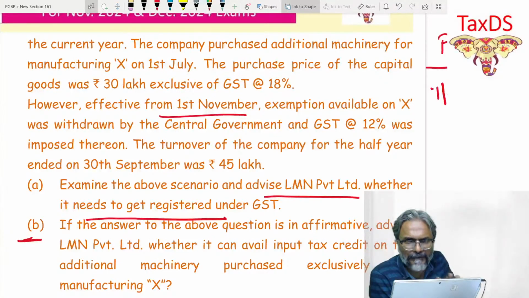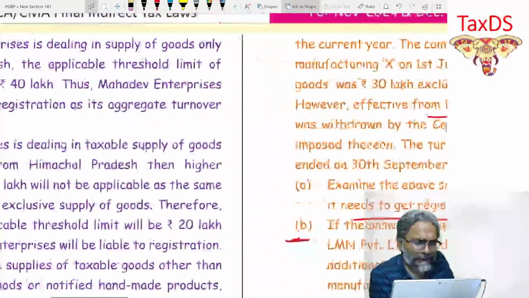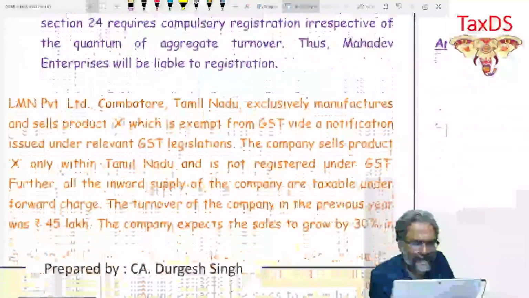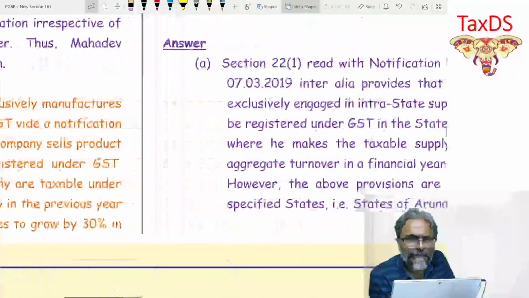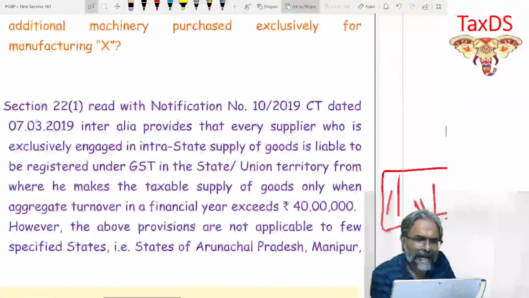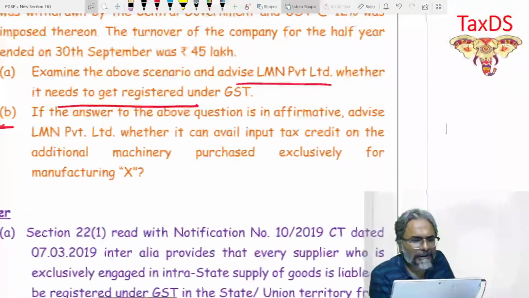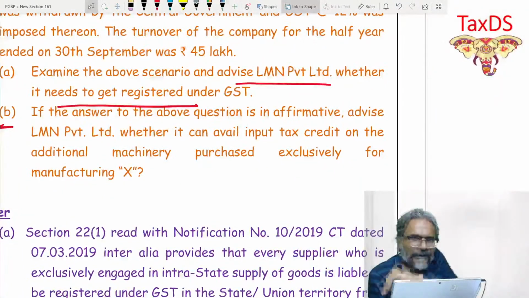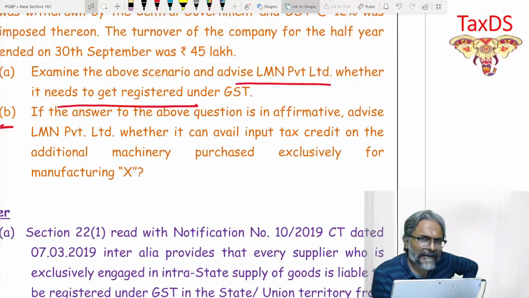In this case, what happens in this regard? Students, he is a supplier of the goods, and he is supplying from Tamil Nadu. Will the higher limit of 40 lakhs be applicable? Answer is yes. But unfortunately, by 30th September only, he has crossed the 40 lakhs; his turnover on 30th September itself is 45 lakhs.